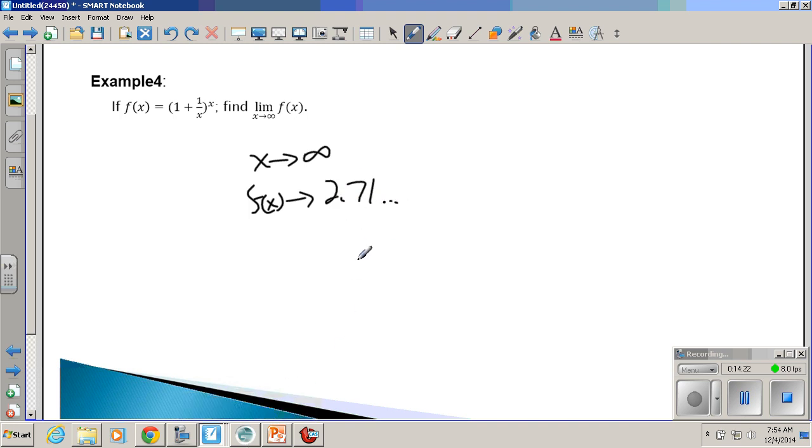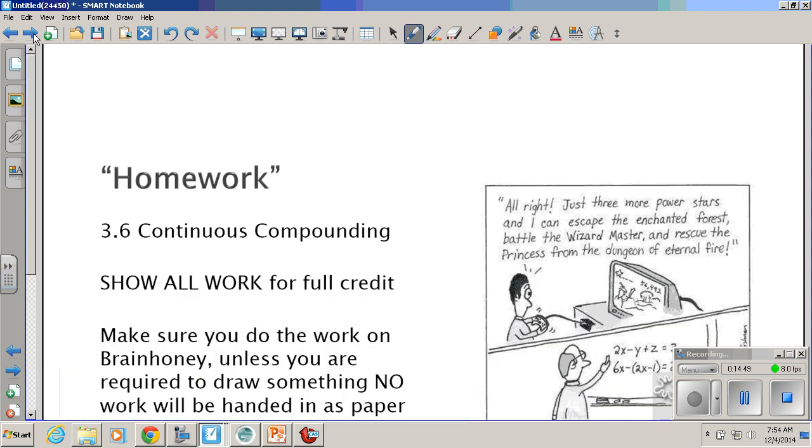What this 2.71 number is, is another number you'll talk more about if you take pre-calculus. It's called e, just like pi is an irrational number. e is also an irrational number, 2.720. Okay? So it's actually approaching e, but 2.71 for this class would be fine.